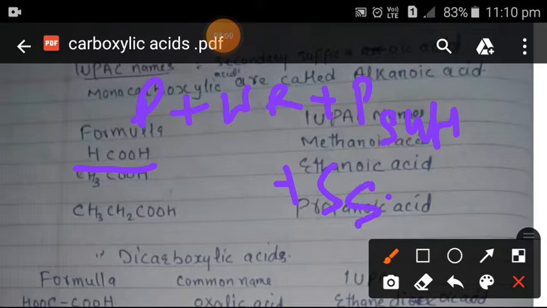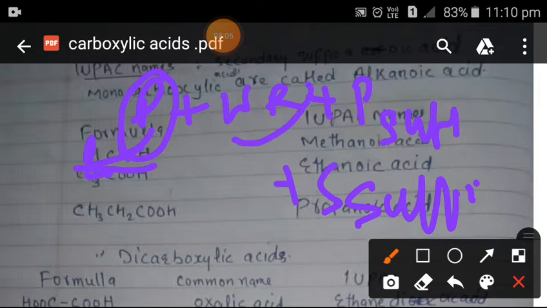Secondary suffix. Clearly, primary suffix if there is any substituent. Word root indicates the number of carbon atoms in the principal chain. Clear?